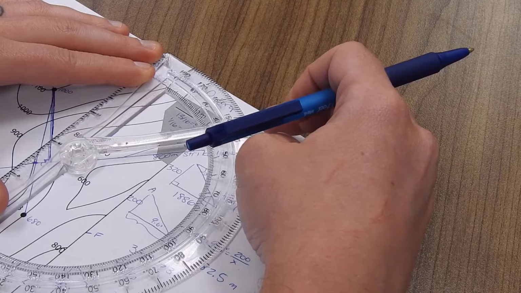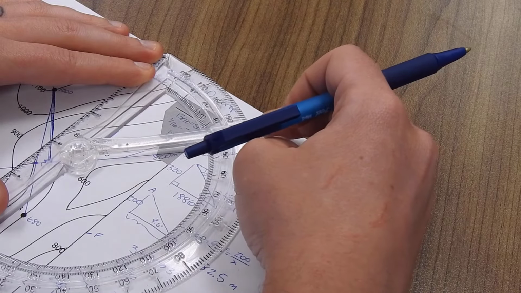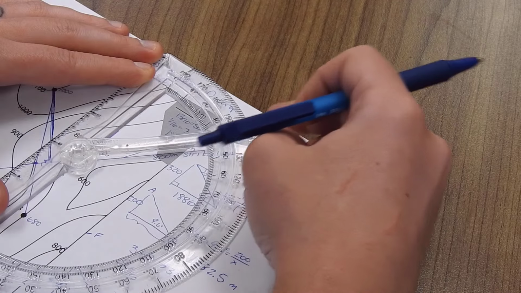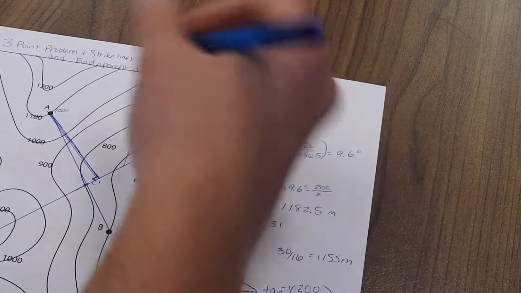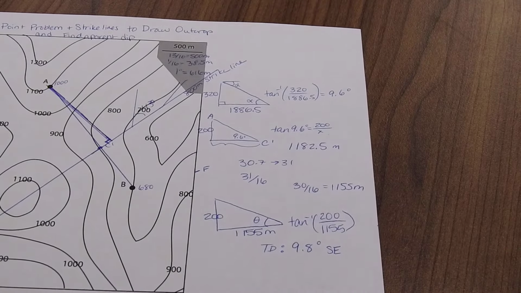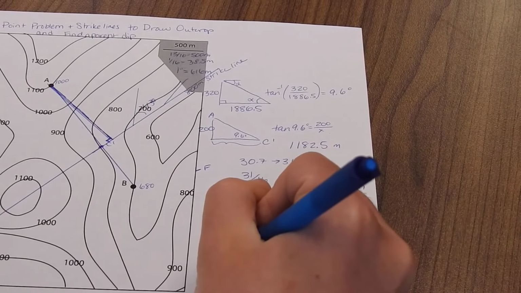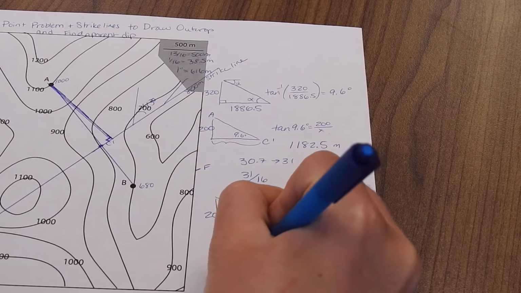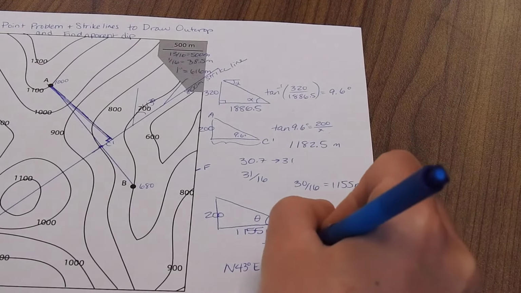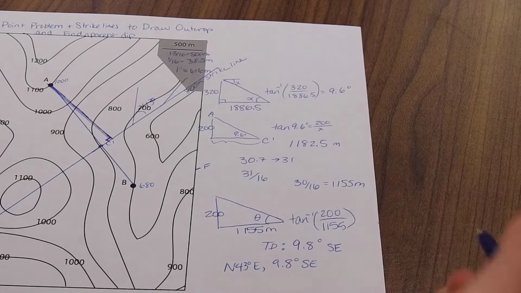Get 41, 42, 43. So I get 43 degrees. So if we were going to write strike and dip, we could write north 43 degrees east, 9.8 degrees to the southeast.